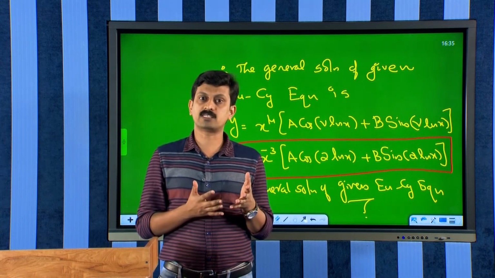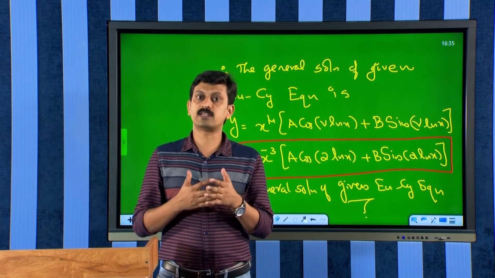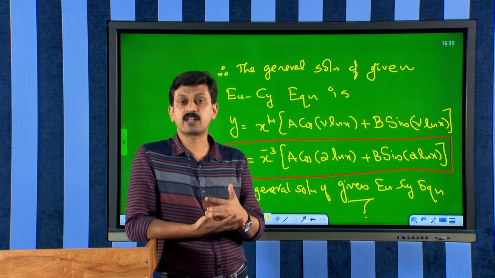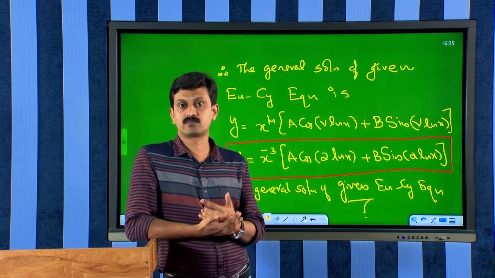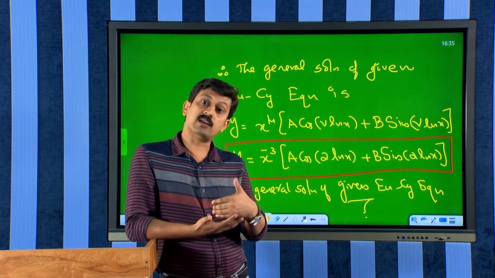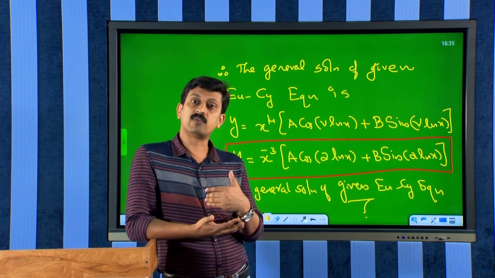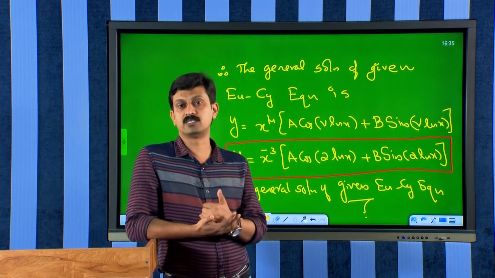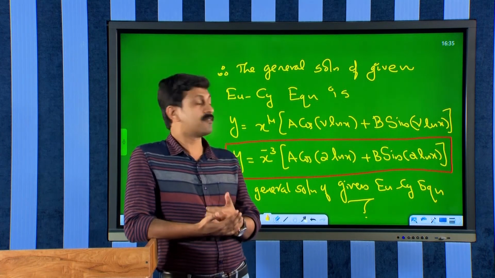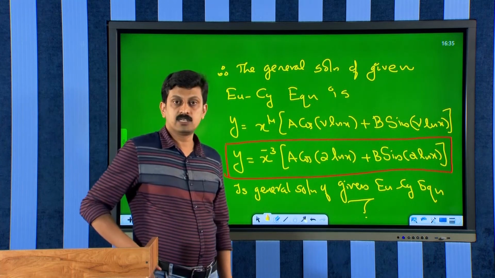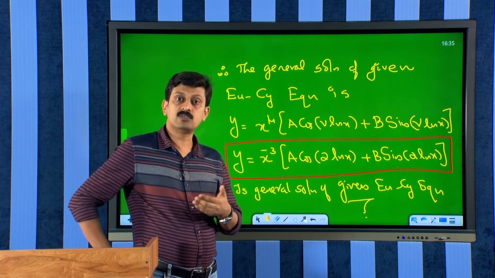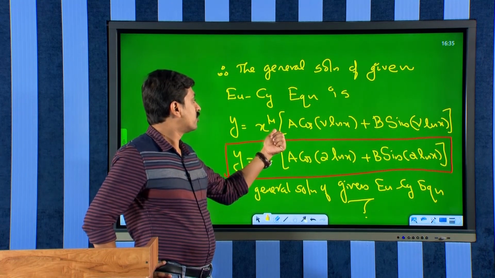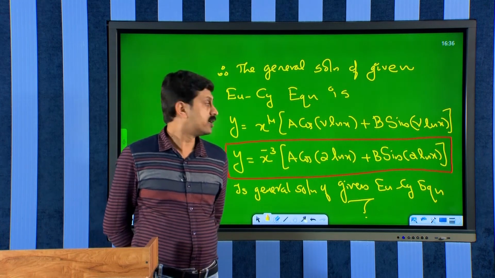If m is real and distinct, the general solution is y is equal to c1 x raised to m1 plus c2 x raised to m2. If m is a real double root, then y is equal to c1 plus c2 log x, into x raised to m, is the general solution. If they are complex conjugate, m is equal to mu plus or minus i nu, then the general solution is x raised to mu into a cos nu log x plus b sin nu log x.